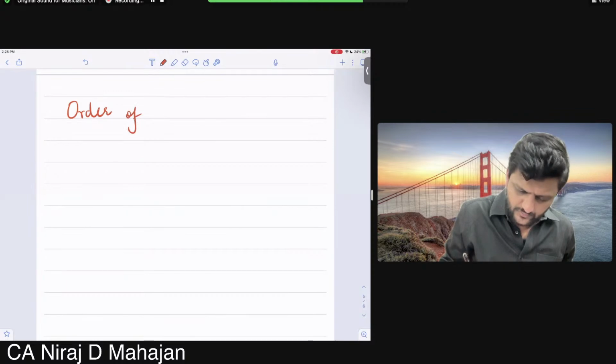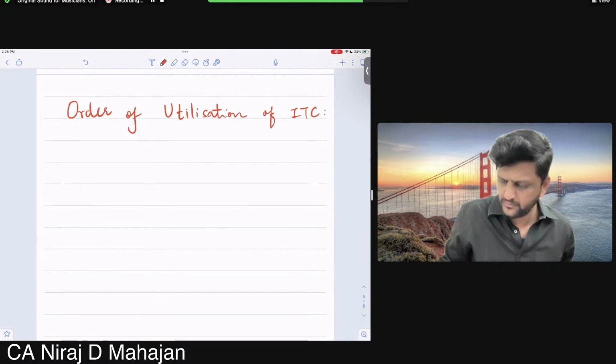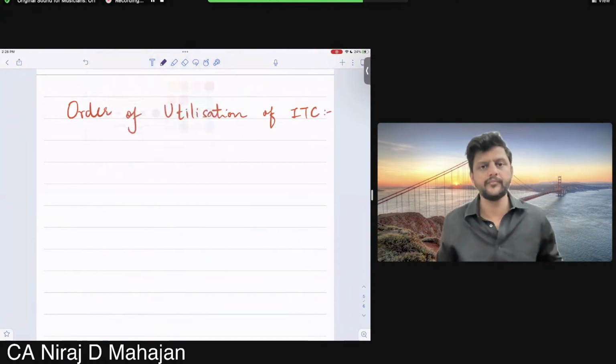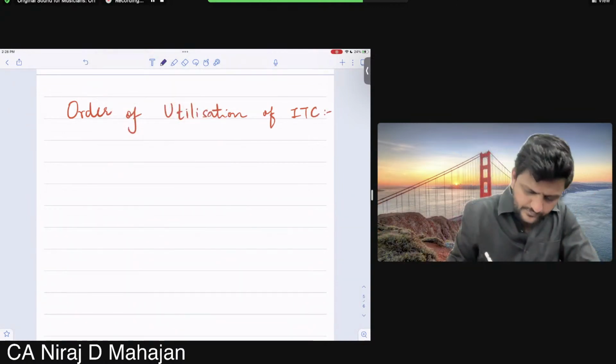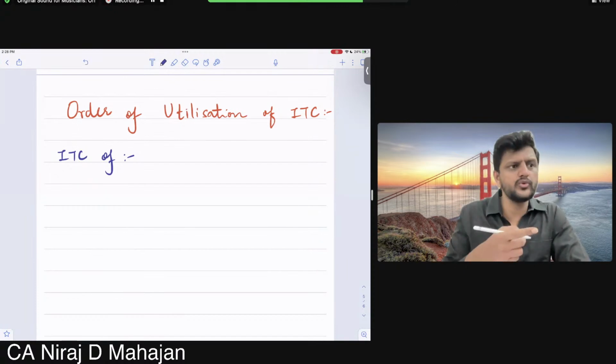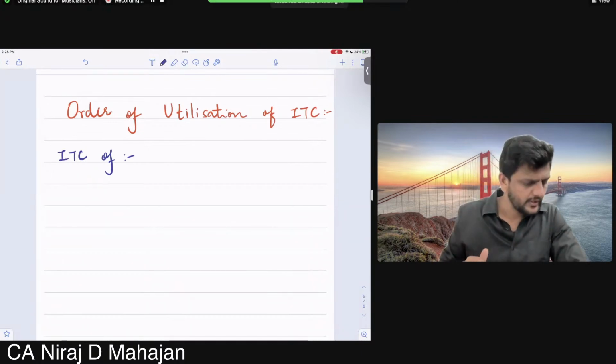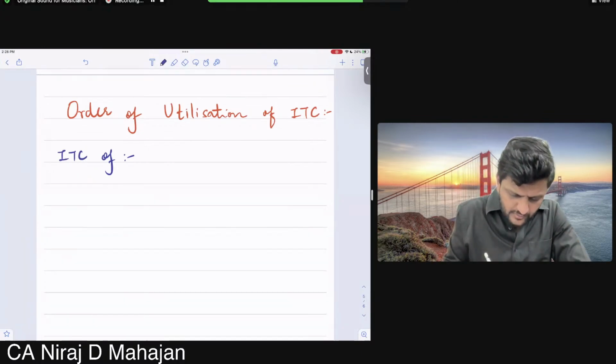Okay, Niraj. Order of utilization of credit. ठीक है? ITC ऑफ. ते पेन तुझेत का? साक्षी? पेन पेन्सिल तुझेत ते? पेन? हाँ. ITC of. First one.